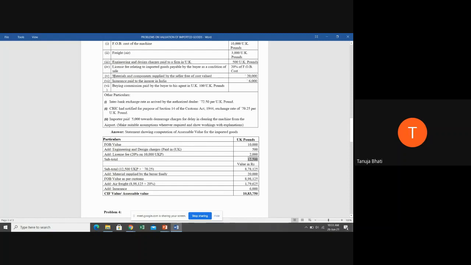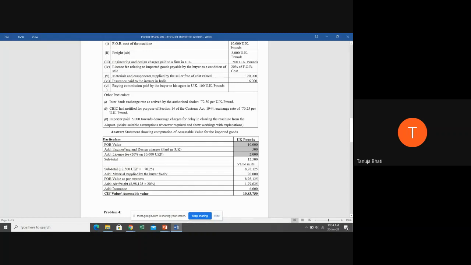Now, the materials and components supplied by the seller free of cost is given as rupees 20,000. That comma you can see is nothing but your rupees 20,000. Up to here, everything was in UK pounds. We know that this material and components supplied by the seller also should be added to the FOB value. But are they in the same currency?